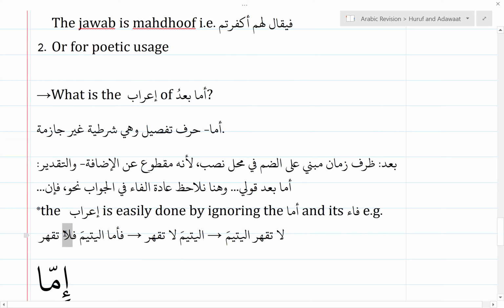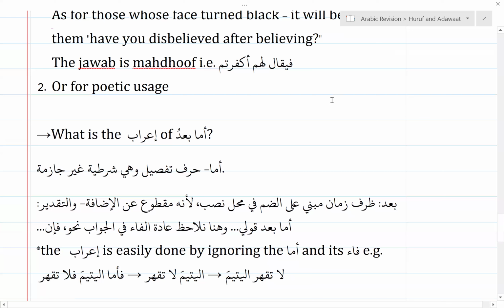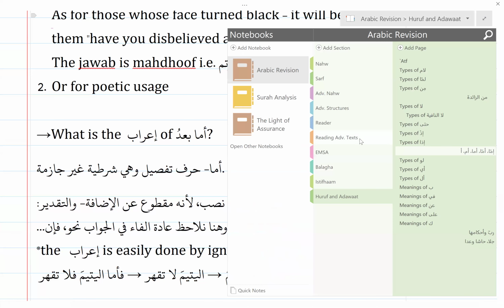Of course, لا الناهية, this is لا of forbidding, and that is why تقهر is مجزوم. So لا of forbidding, and then تقهر is a فعل مضارع مجزوم بلا. It is مجزوم because of that. It's kind of like how you do the i'rab of it. Is that amma clear? Any questions on that?